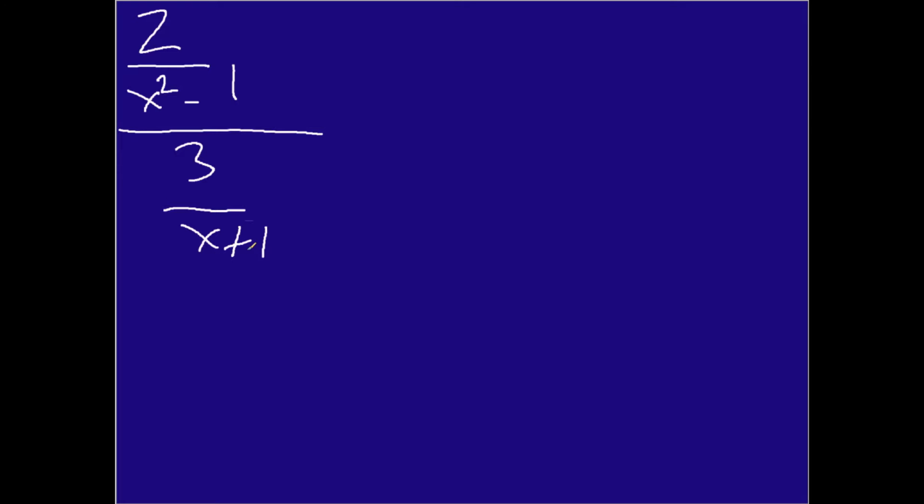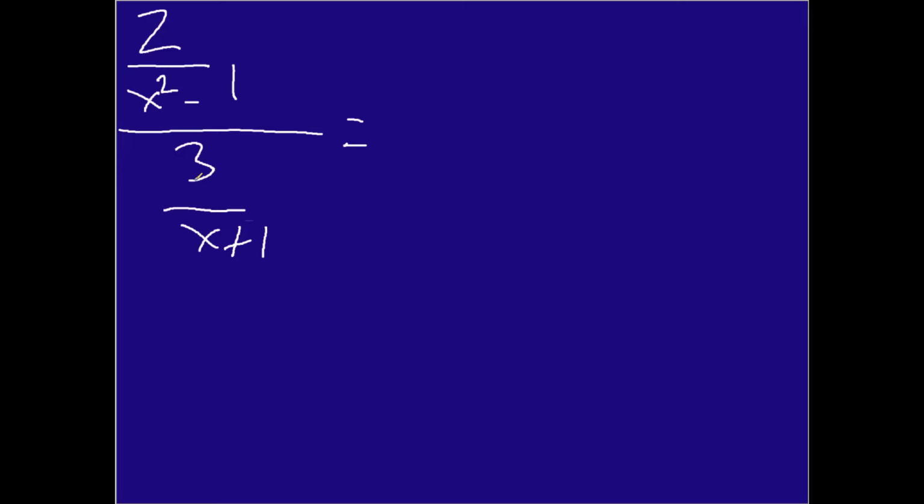So let's go ahead and take a look at our example. We have here 2 over x squared minus 1, all this divided by 3 over x plus 1. So the first thing we want to do is put these two expressions side by side. It's hard to deal with them when they're in this rational expression fraction type form. So this is going to lead to a slight change.